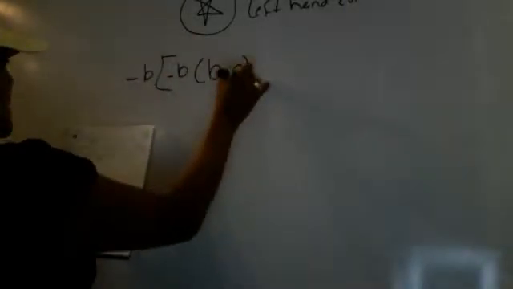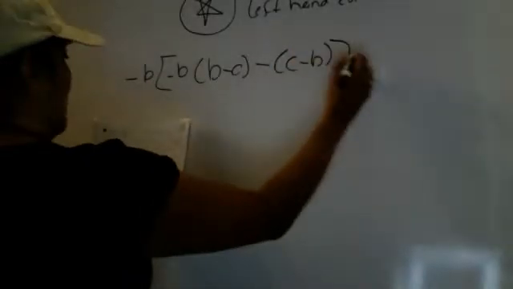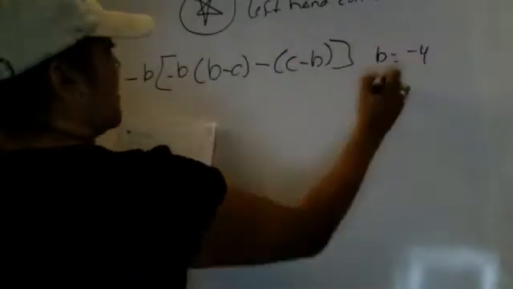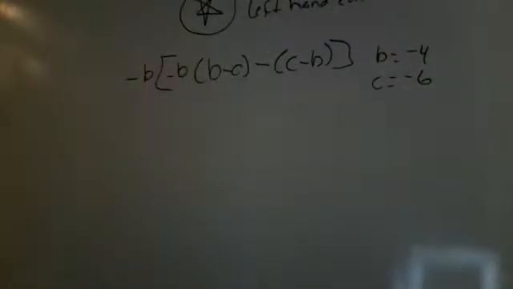It says -b, b minus c, minus c minus b, where b equals -4, c equals -6. And these are all examples in lesson 16. This is the 16.3. So again, we have a negative here. What is b? It's a -4. We have our negative. b is a -4. And then you've got -4.